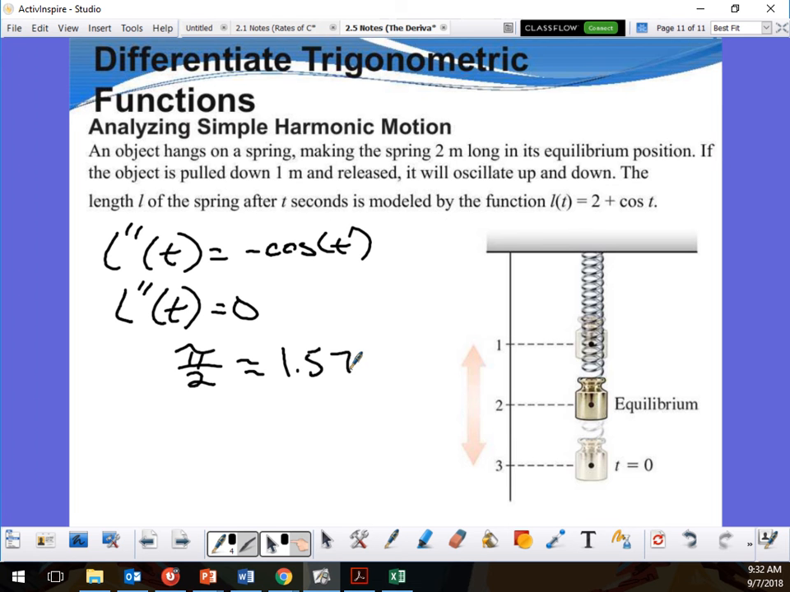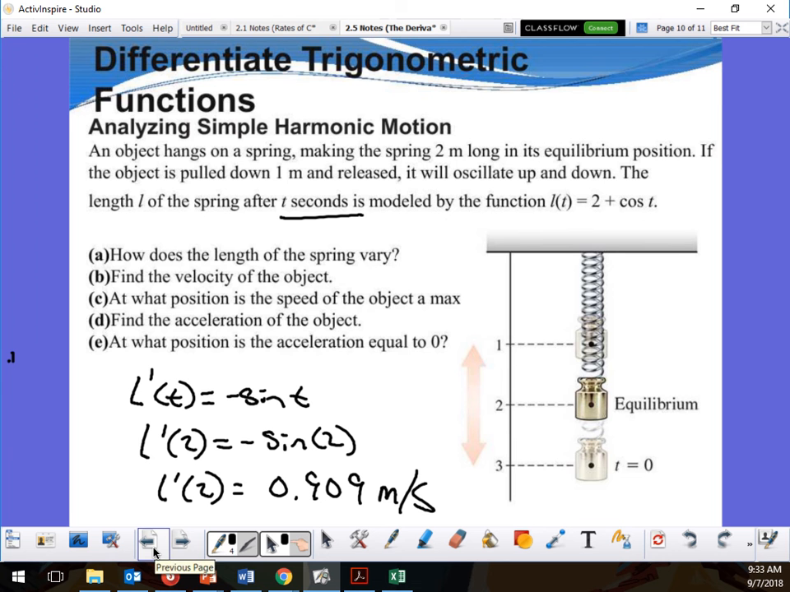So anyway, this is actually acceleration, so it's going to be meters per second squared. Meters per second per second. Okay. All right. What position? Okay, there we go.